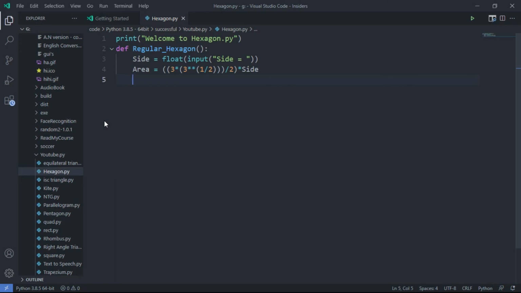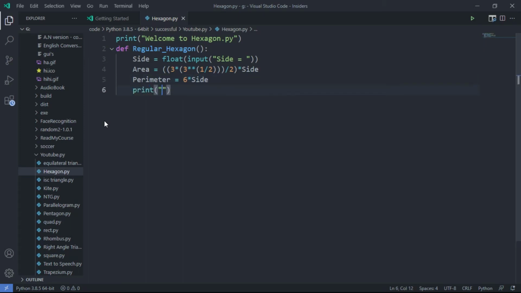And now perimeter equals, as there are 6 sides for a hexagon, so 6 multiplied with the length of the side.